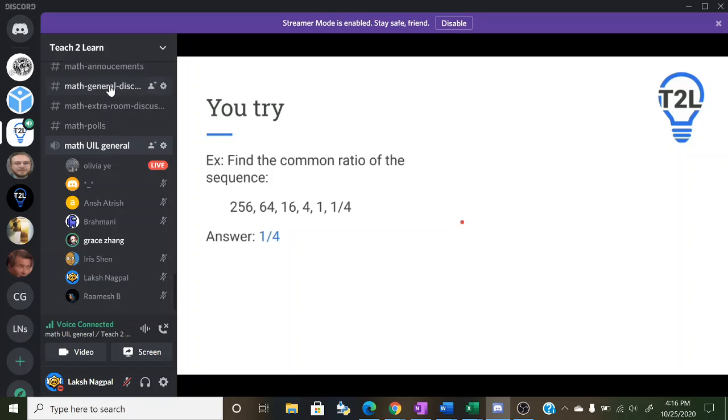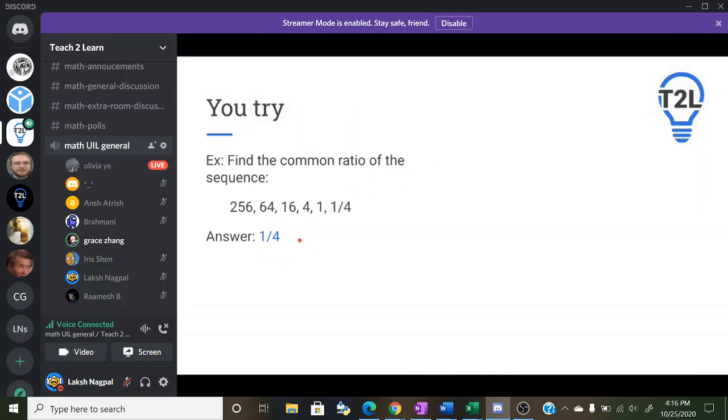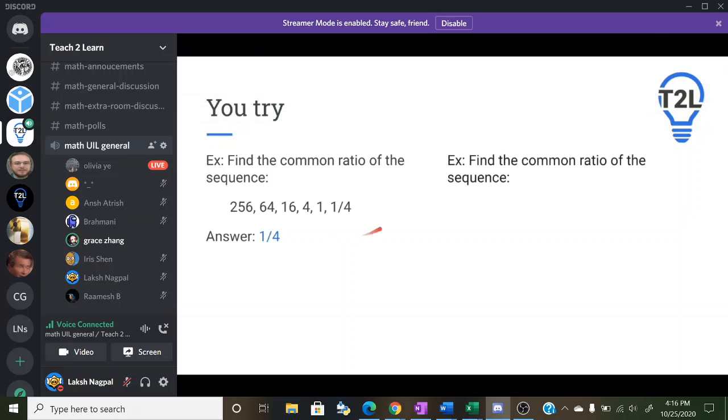The answer would actually be 1/4, because if you take 64 and divide it by 256, you get 1/4. As well, you can see that 1/4 times 256 is 64. So that's how you would find the common ratio.